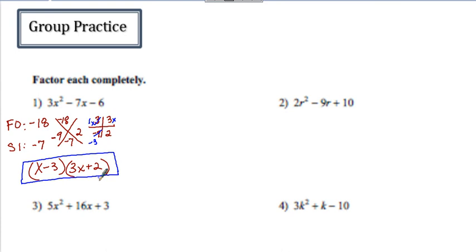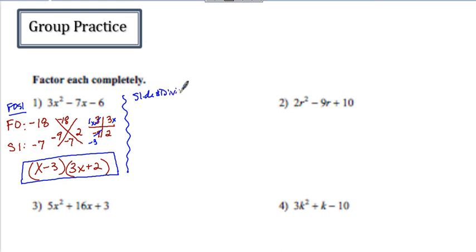And you could always check that by refoiling, right? You can refoil this and see if you get back to the beginning. All right, so that's what we call the foci method. Now I'm going to use the same example and show you the slide and divide method.